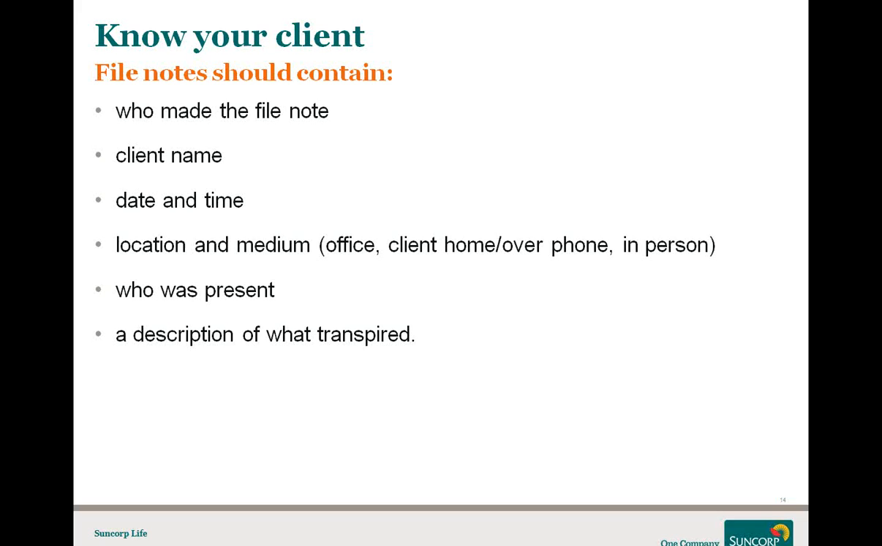Who was present at the meeting? Along with a description of what transpired. So what were the discussions that were had? Were any decisions made and agreed upon? Were there any concerns raised by the client? Did the client have any questions, and what were the responses provided to these questions? Any follow-up items that needed to be taken care of? Any warnings provided? Any reasons for decisions made, and any additional personal information.